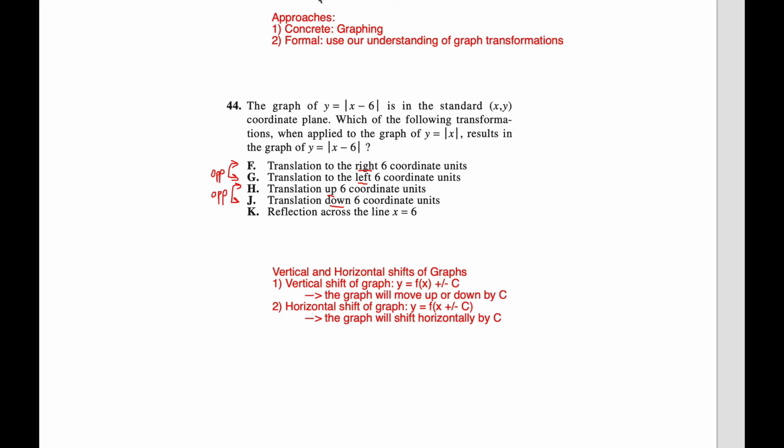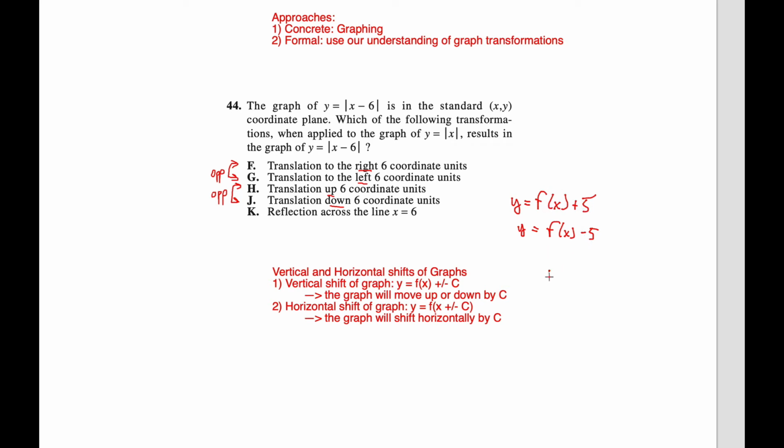And to give some concrete examples for this, if we had y equals f of x plus 5, this is going to result in a vertical shift up by 5. On the other hand, if we had y equals f of x minus 5, this is going to be a vertical shift down by 5 because we're subtracting from the function as a whole.